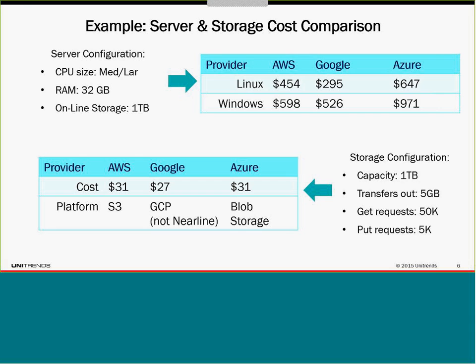Next is a storage-only configuration, so this is writing either a VM or data to a low-cost storage platform, such as S3, Nearline, or a blob storage capability with Azure. The costs tend to be a little bit more standardized in terms of monthly costs. In the case of AWS, the $31 is actually for the highest tier in S3. So you're at about 3 cents a gig a month with these vendors.